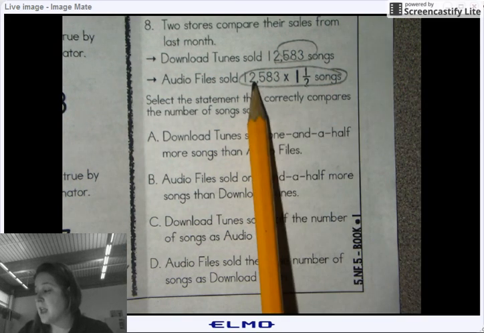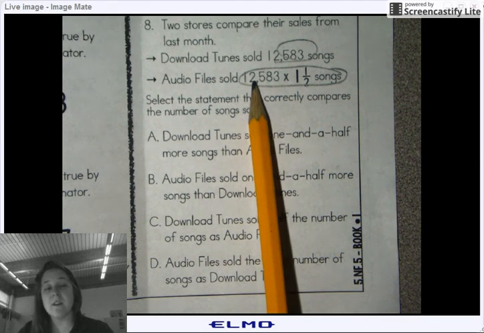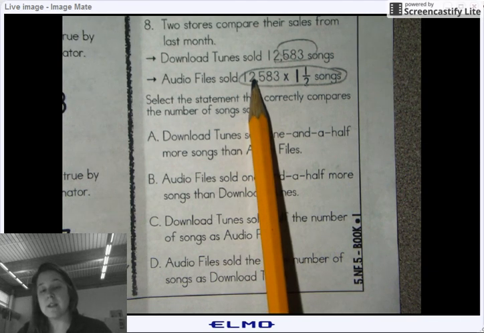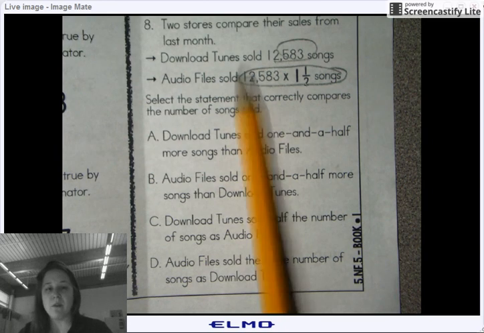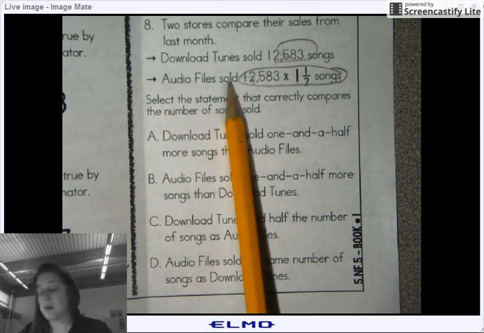Looking at this one right here, is it going to be 12,583? Is it going to be that number? Is it going to be less than that number, or is it going to be greater than that number? If you'll go over and choose the side, only working with the audio files.